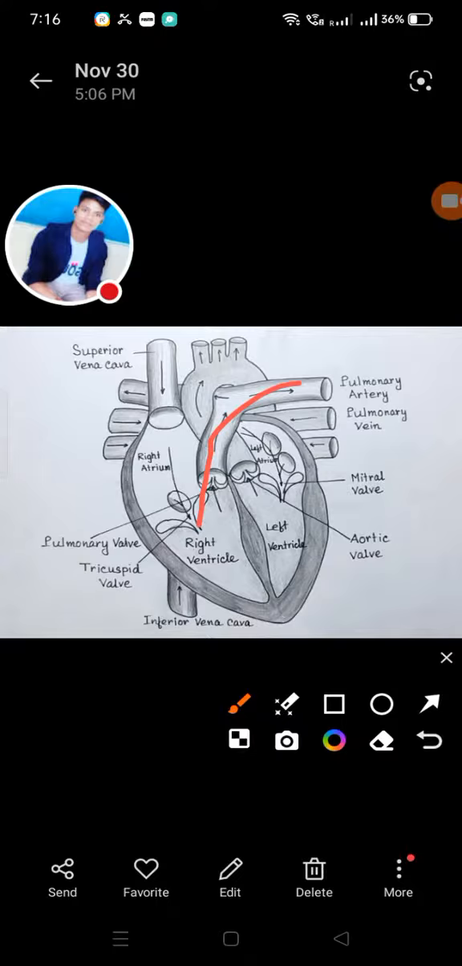Again, the same question is repeated the opposite way. The vein always carries the deoxygenated blood, but which vein carries the oxygenated blood? The answer will be the pulmonary vein. From the right ventricle, through the pulmonary artery, the deoxygenated blood goes to the lungs. So only this artery carries the deoxygenated blood; otherwise all arteries carry the oxygenated blood. And the pulmonary vein carries the oxygenated blood, and otherwise all veins carry the deoxygenated blood. I hope this question is clear now.